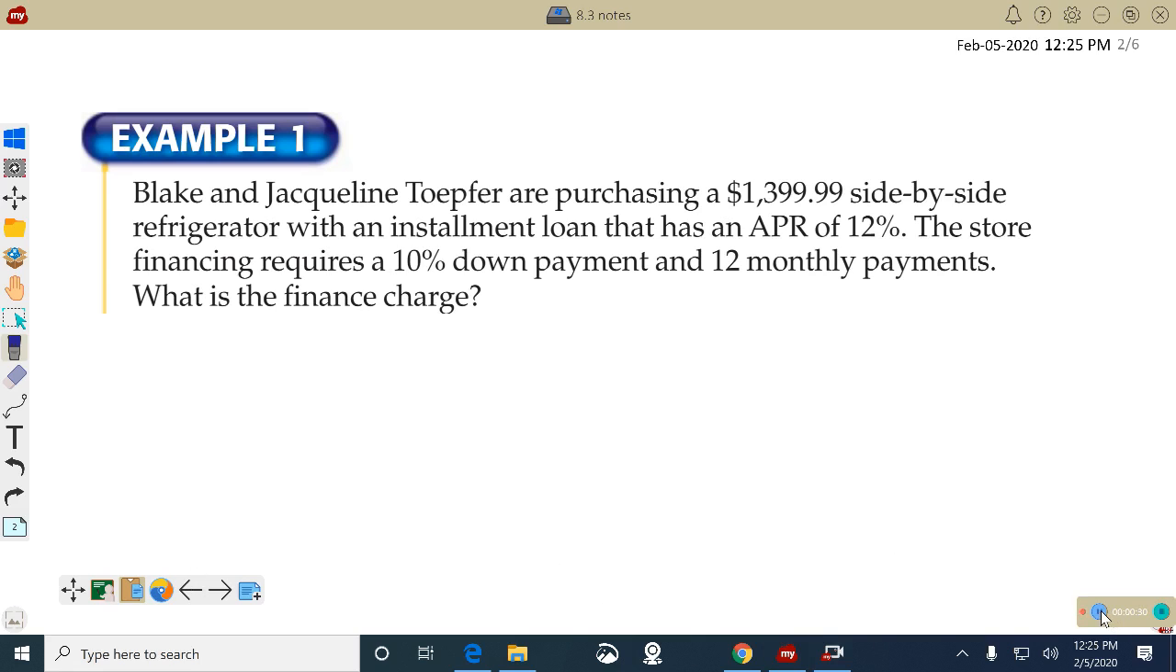Example 1. I just bought one of these refrigerators 2 years ago. They're pretty cool. But the maintenance is crazy. But they want to buy it with an installment loan that has an APR of 12%. No, installment loan means, remember, you're paying off, not install the fridge. The store financing requires a 10% down payment and 12 monthly payments. In other words, they want you to pay off the refrigerator in 12 months. That is 1 year, 12 months. What's the finance charge? So copy this down. We'll talk about this.